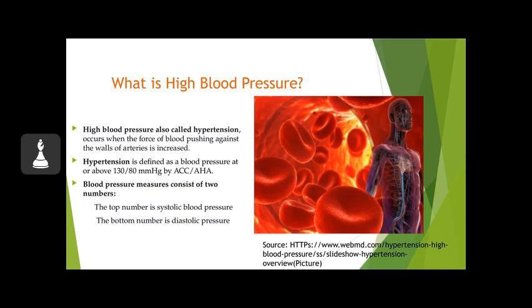According to the 2017 guideline by the American College of Cardiology and American Heart Association, hypertension is defined as a blood pressure at or above 130 over 80 based on two different visits or multiple measurements. Blood pressure measurement consists of two numbers. The top number is systolic blood pressure, which measures the pressure in the arteries when the heart beats, and the bottom number is diastolic pressure, the pressure in the arteries when the heart rests.